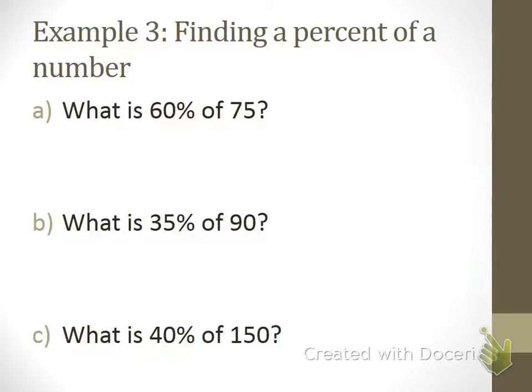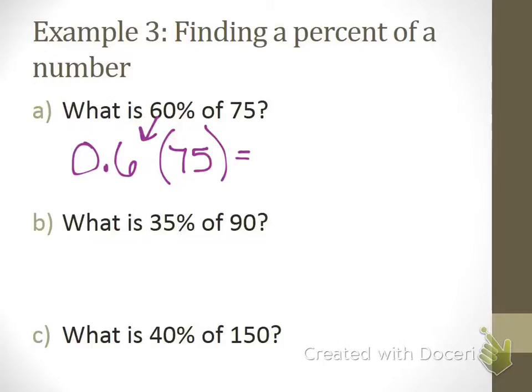Okay, so now in example 3, we're finding the percent of a number. So we can't just multiply 60 times 75, okay? There is a percent button on your calculator that you could hit, but I would prefer it if you just change your percent to a decimal, 0.6, and then multiply it by the total. Now your book is going to show you a different way, but I prefer this way, and it works more consistently across the board versus having to multiply by fractions. So change the percent to a decimal and multiply by the total.